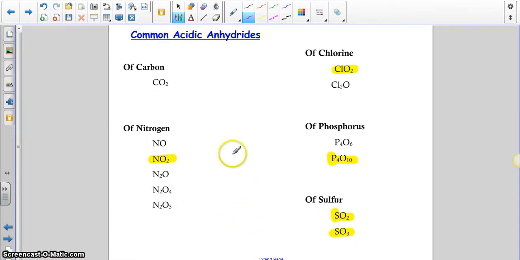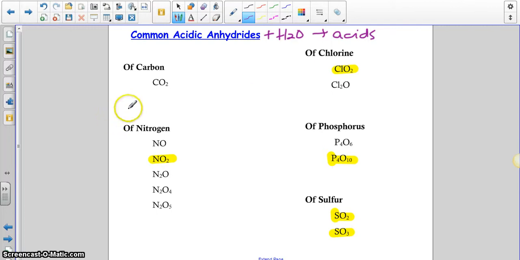Alright, this is where we stop. We need to talk about the common acidic anhydrides. And anhydride just means without water, so when these are added to water, they are going to form acids. This is actually what we talked about in our synthesis reactions back in Unit 2.